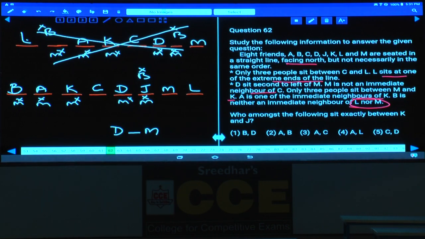91 to 95. Now question numbers 91 to 95. Yes, tell me what is given in this one, 91 to 95.